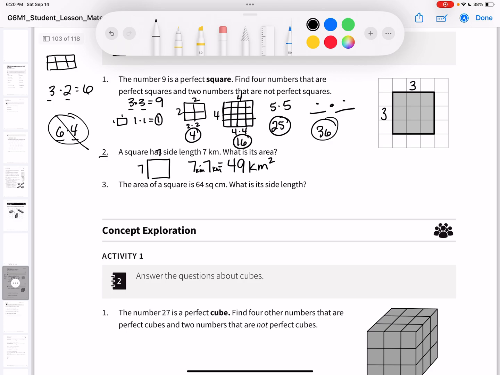The area of a square is 64 square centimeters. So we have this square that is 64 square centimeters. What is its side length? Well, we need one number times the same number to equal 64. So I know 8 times 8 is 64. So its side length is 8 centimeters.